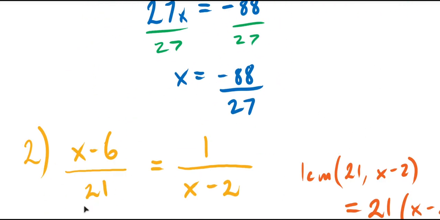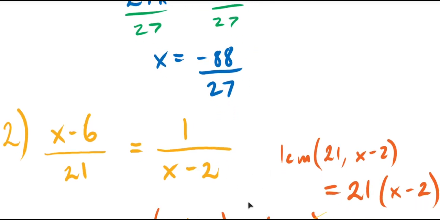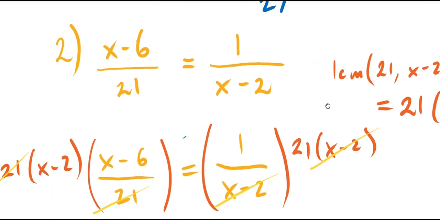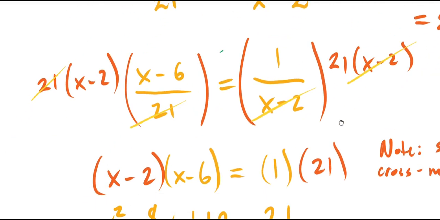All right, this one looks like a fraction equal to another fraction. We could do cross multiplication here, but I want you to see how that's actually the same as the least common multiple method. The least common multiple of these two as polynomials is just their product because they have nothing in common. When we multiply that on both sides, the 21 cancels here, x minus 2 remains, we multiply that by x minus 6. The x minus 2 cancels here, the 21 remains, and we multiply that by 1.